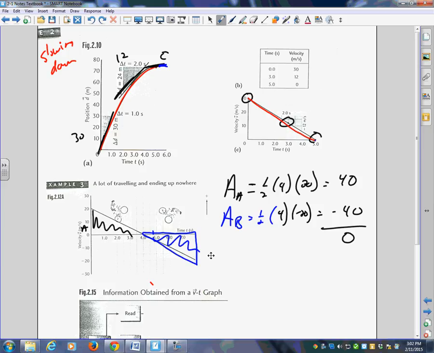Now, what would you say about the acceleration here? Because that's the slope, right? Would you say that it's constant acceleration? How can it be constant if he's slowing down on the way up and speeding up on the way down? It is constant. In fact, the slope of that line is actually minus 5. He's slowing down at a rate of minus 5 meters per second squared on the way up.